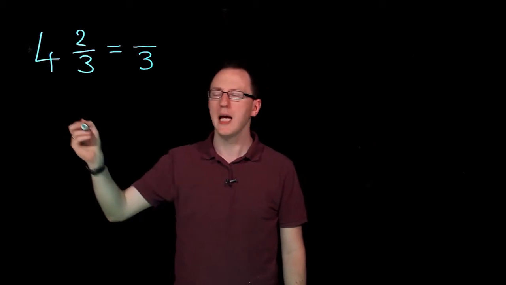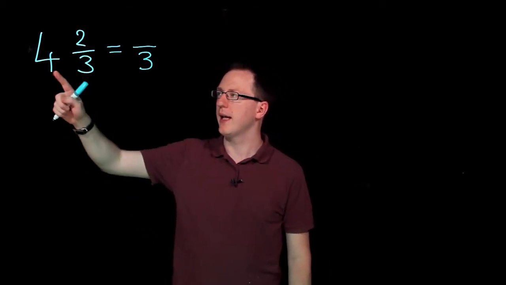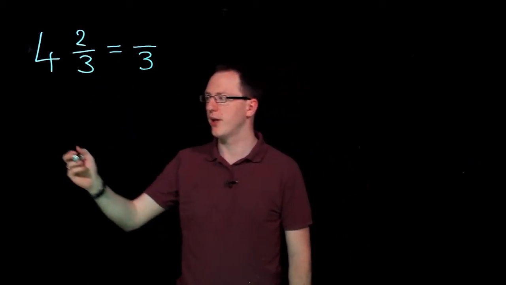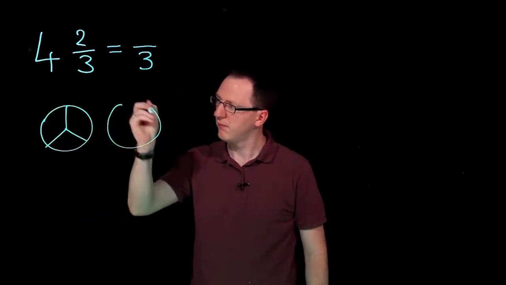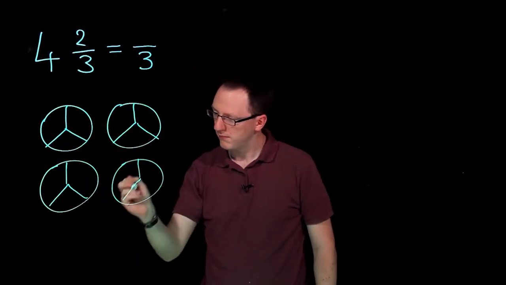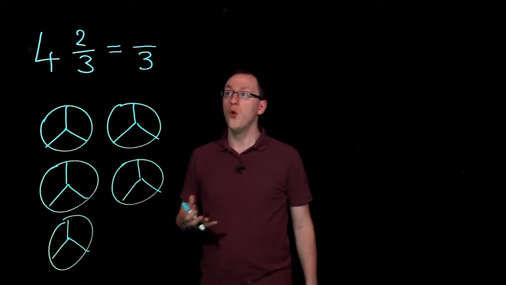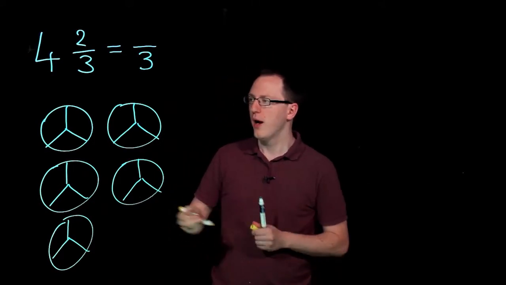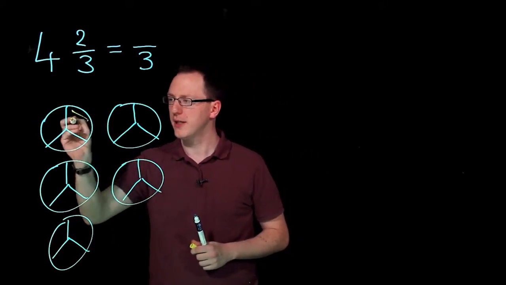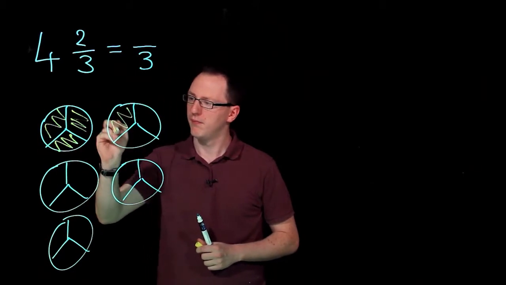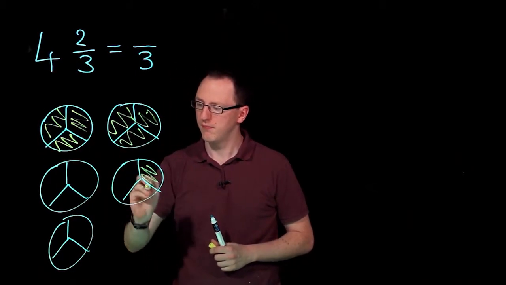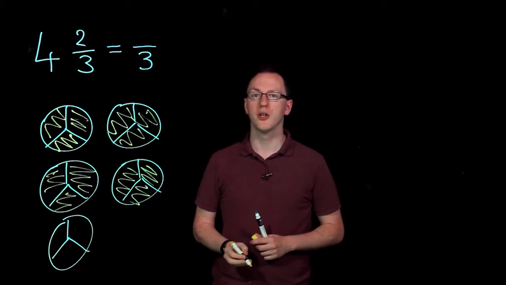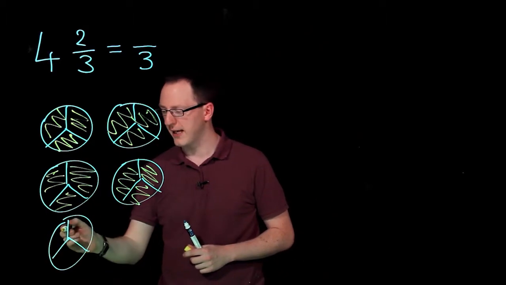So let me draw out some circles and split those into thirds. I'm going to need enough for 4 wholes and another one. So I'm going to draw 5 circles and split those into thirds. So I've got 4 2/3 that I'm going to use my circles to represent. So I have 4 as my whole. I've got 4 wholes, so let me colour those in. And I've also got 2/3, so let me colour 2 of my last in.